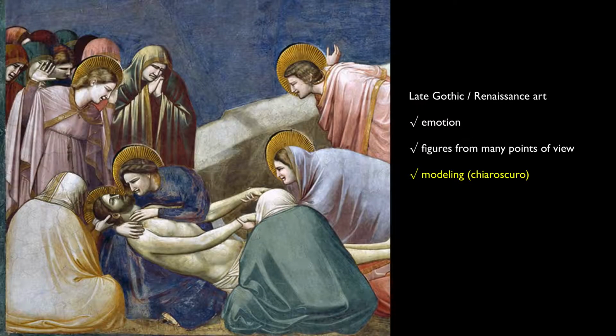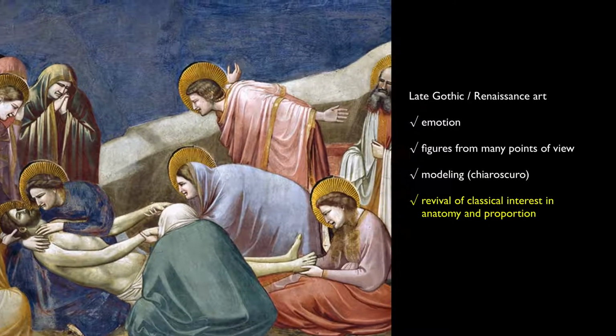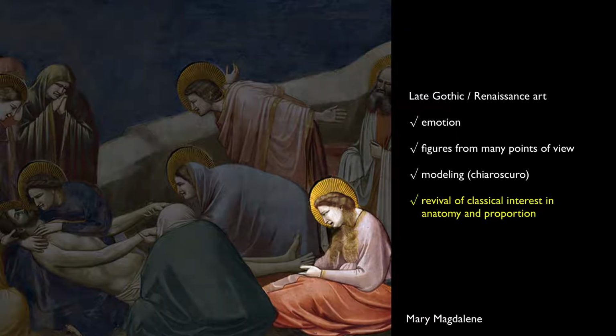He's also using that light and dark to call attention to the forms of the body underneath the drapery. So, for example, Mary Magdalene, who's seated at the feet of Christ, we see her knee pressing through the drapery. We see the beginnings of an interest in the human body.